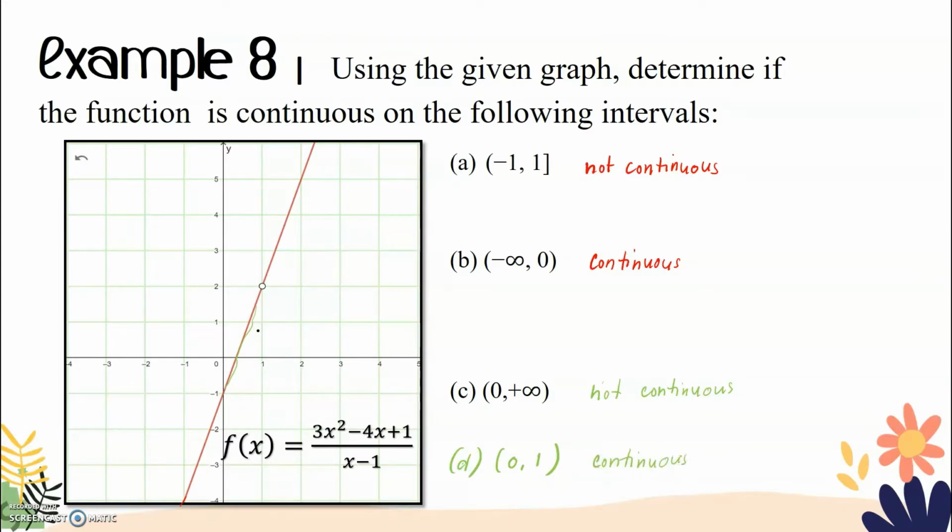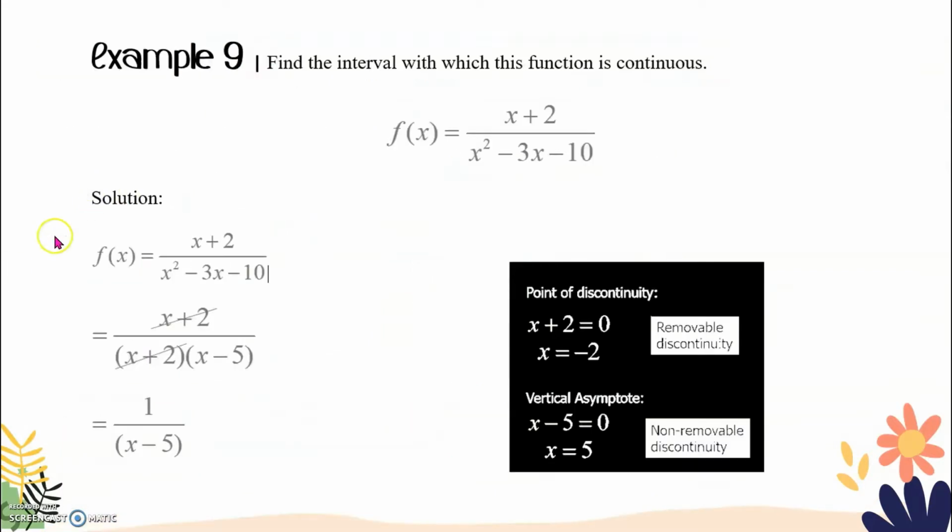Right? So that's it. Let's have here example 9. Find the interval with which this function is continuous. We have here f of x equals x plus 2 over x squared minus 3x minus 10. We have here a rational function.